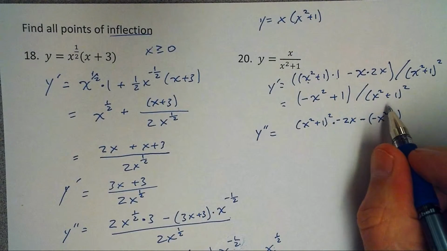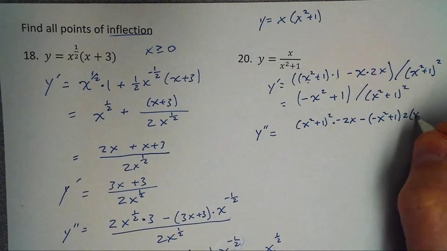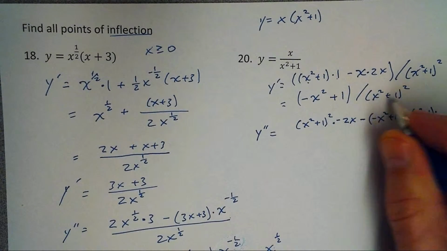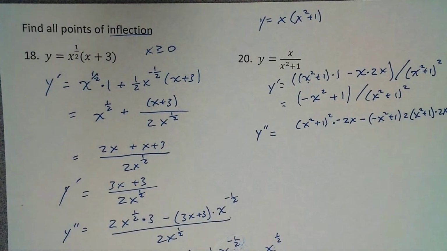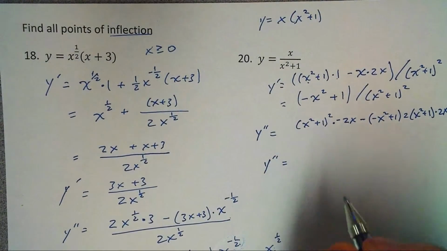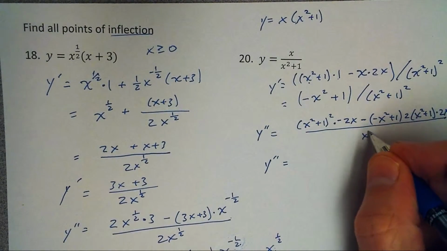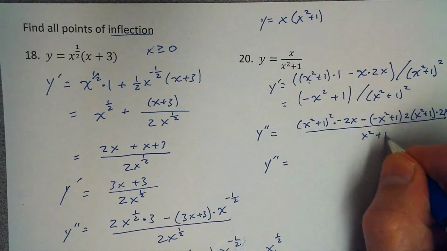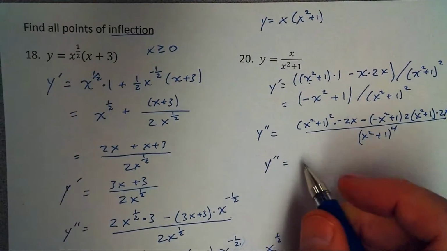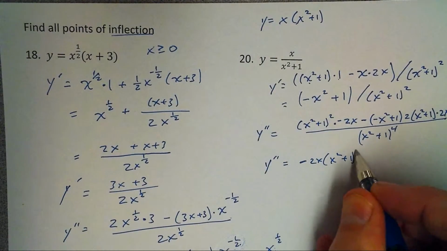D low is 2 times x squared plus 1 to the first times the inside derivative 2x. Y double prime equals, all of that, by the way, is on the square of the thing below, x squared plus 1 now to the fourth. All right, numerator, negative 2x times x squared plus 1 squared.